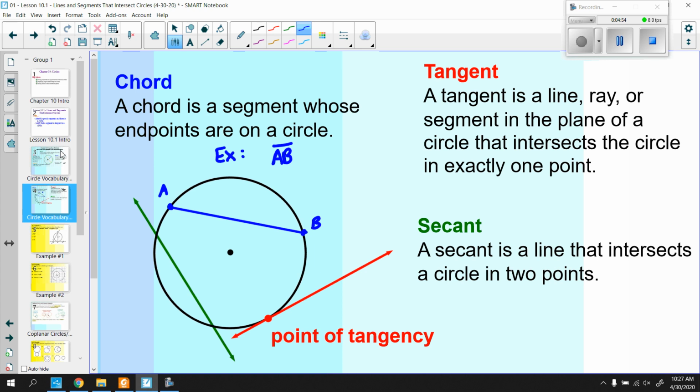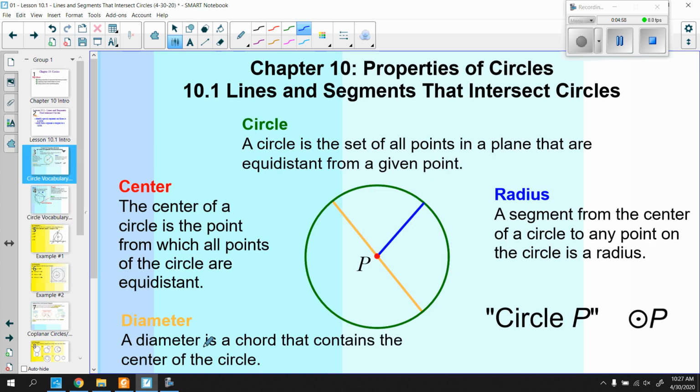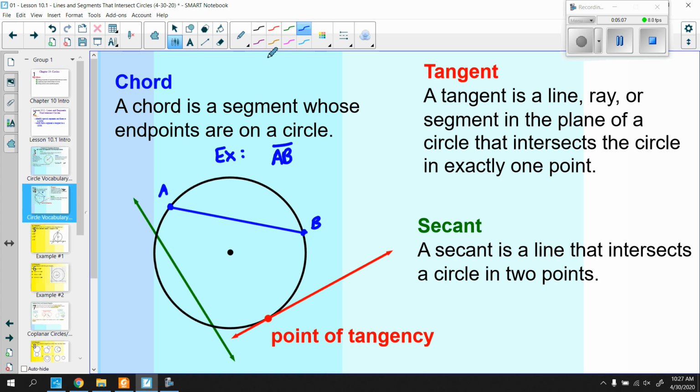On the previous slide, the example that said diameter, it's just a shorter way of saying it, is a chord that passes through the center. So we still have endpoints here and here. It's just a chord that passes through the center. Okay, so that's a chord.